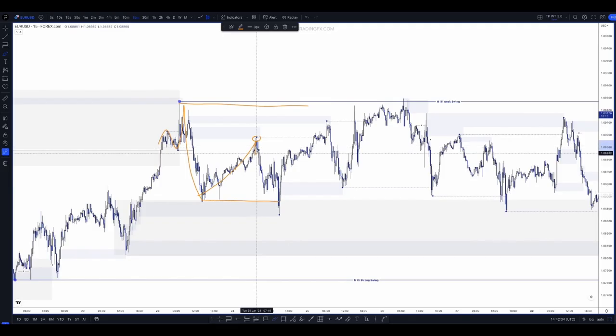And then from within here, there'll be M15 POIs that can form. And each time you can look for entries on the M1 to try and follow that order flow to do what? To target that weak low, right? Then we get another M15 BOS, but where have we come into? We've come into a refined M15 POI within the 4-hour demand, right?